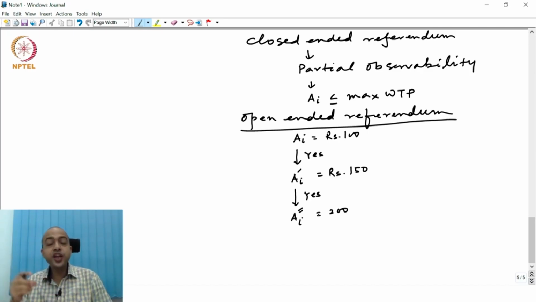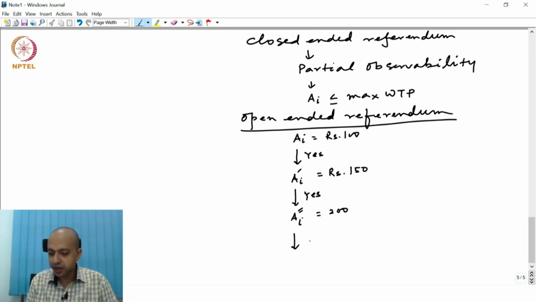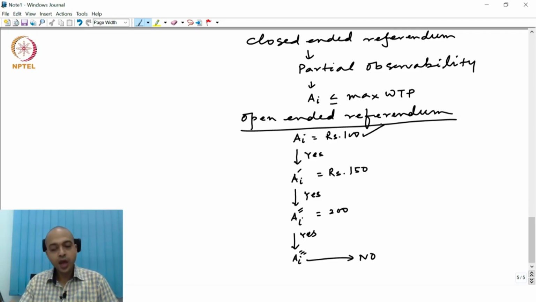So I will keep on increasing the bid till the respondent says no. So in the next stage I will ask the individual the next bid, and there the individual may say no. So when I ask 100, the individual says yes. I increase the value to 150, the respondent says yes. I increase the value to 200, the respondent says yes. Then I increase the value to 250 and the individual says no. So that means I will note down this 200 as his maximum willingness to pay.